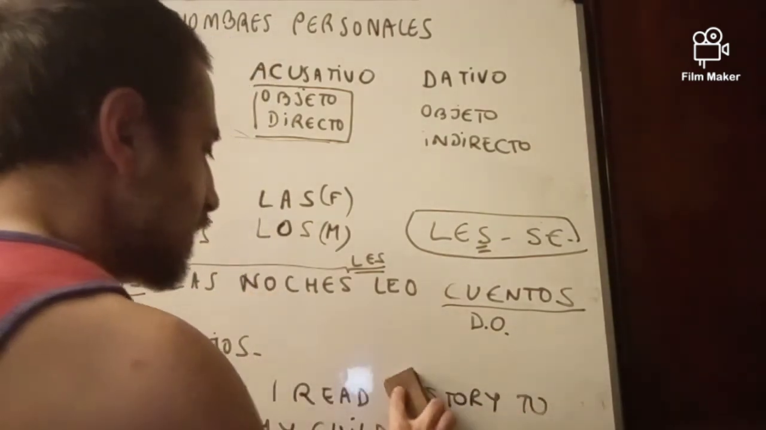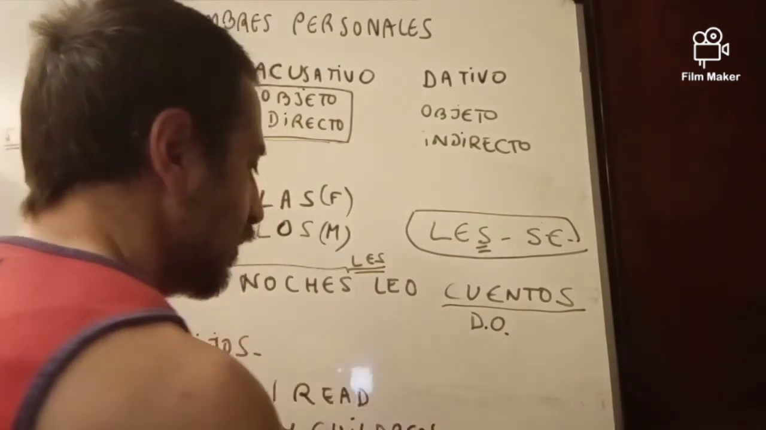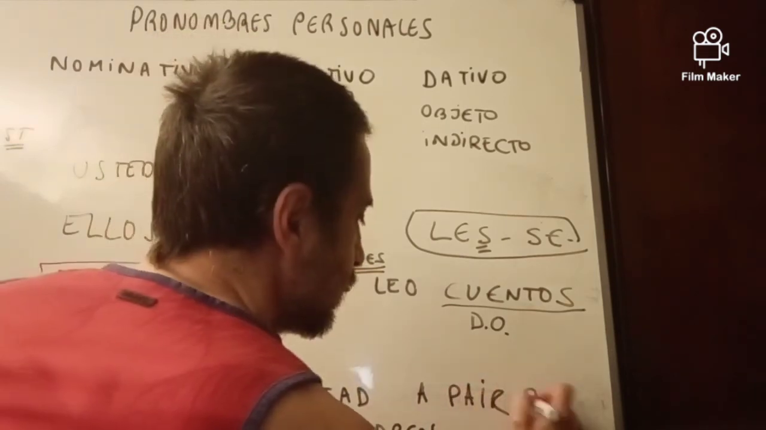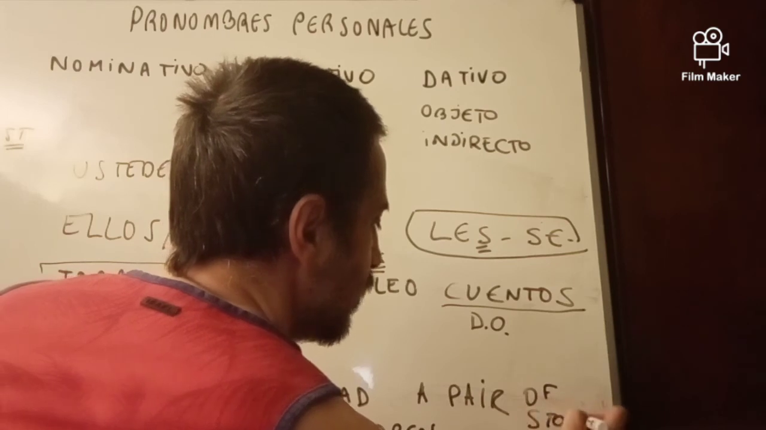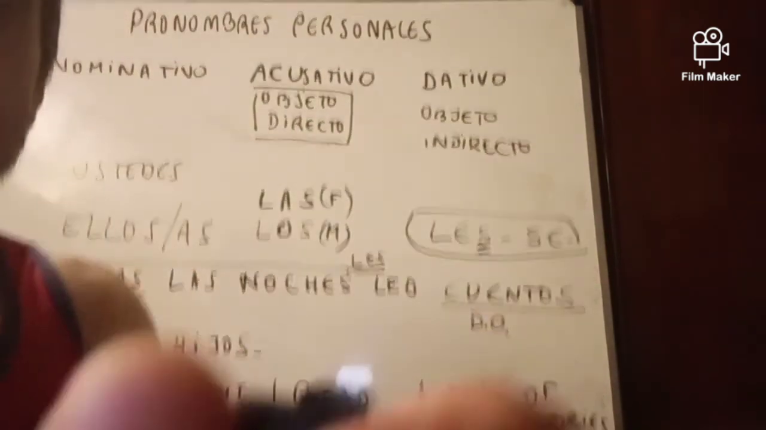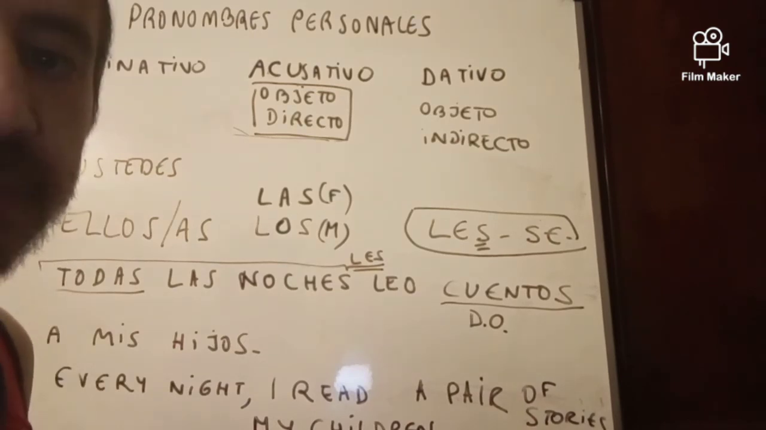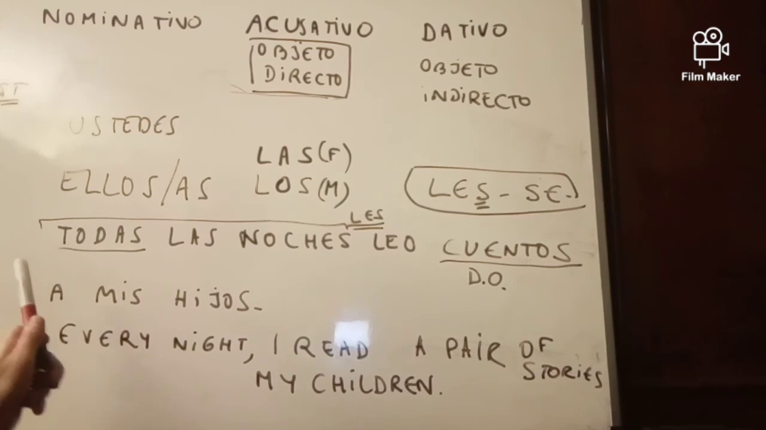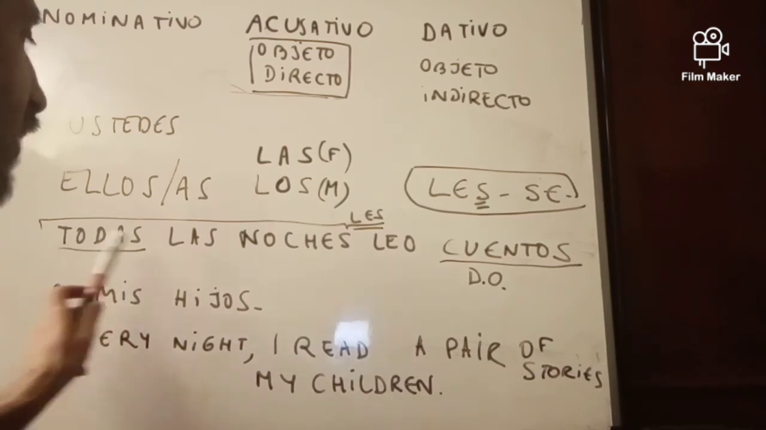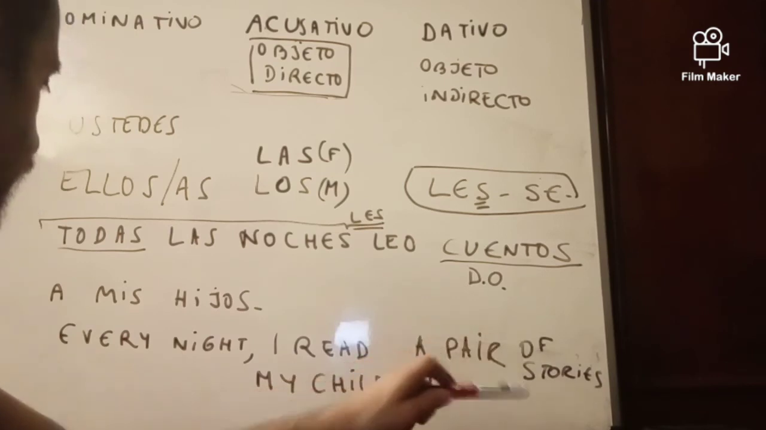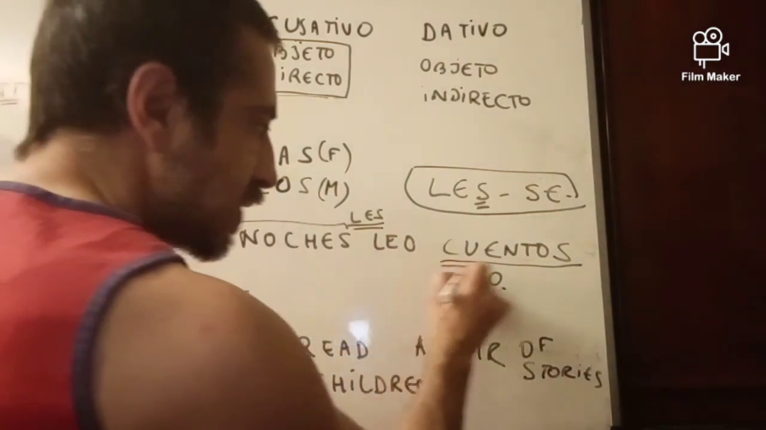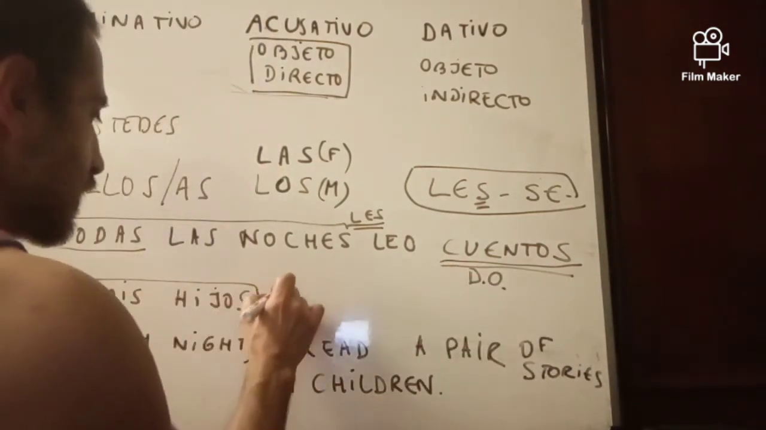Every night I read a pair of stories or tales to my children. So cuento means story, and it's in the plural. To my children. Every night I read a pair of stories to my children. Todas las noches les leo cuentos a mis hijos. This is the direct object and this is the indirect object.